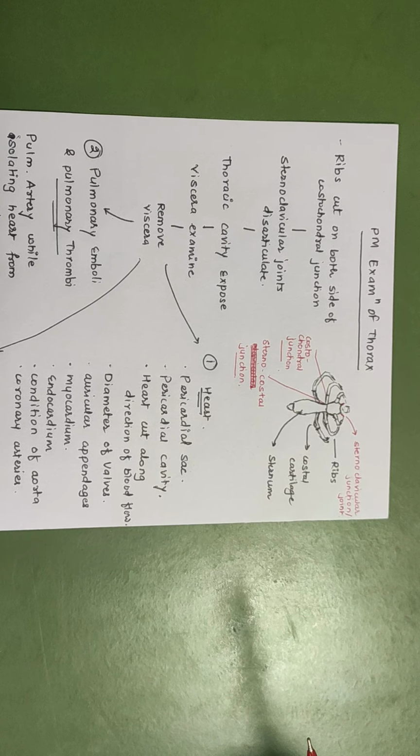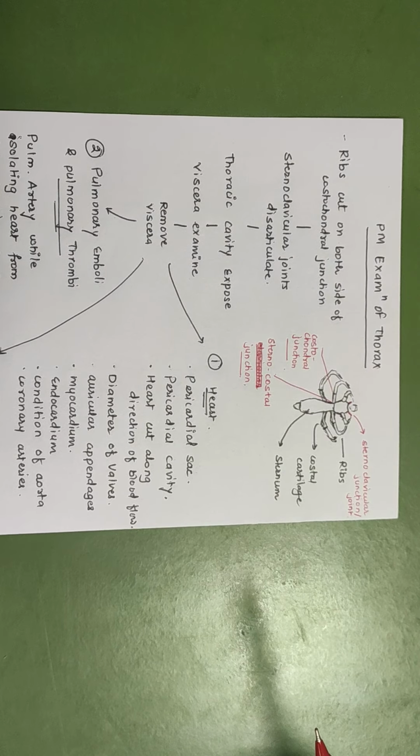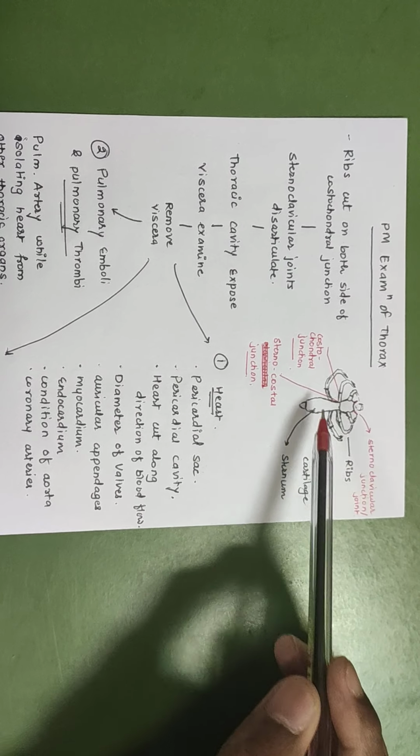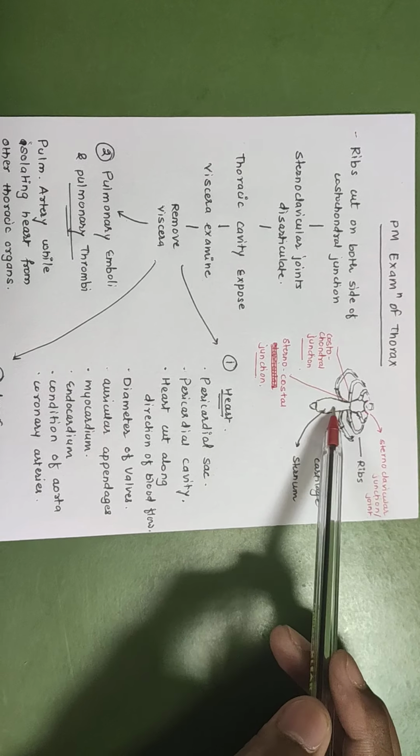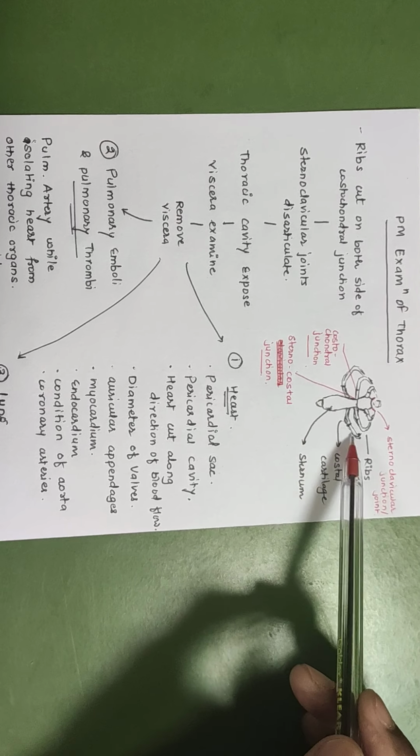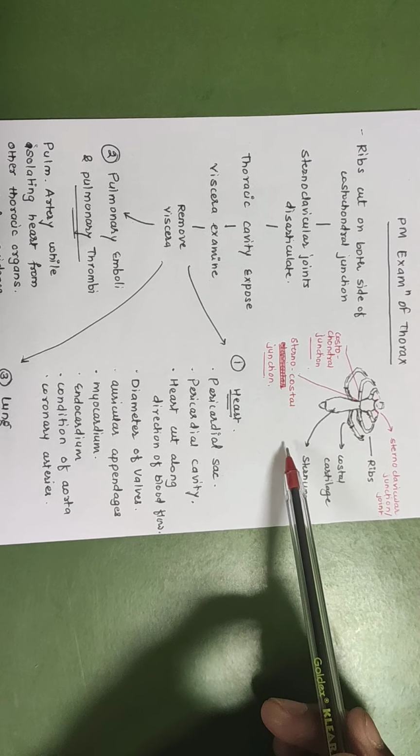Good morning, students. Today we will learn about the postmortem examination of the thorax. This is the thorax. Here, this is the sternum: manubrium, body and xiphoid process. These are the ribs attached to the sternum.